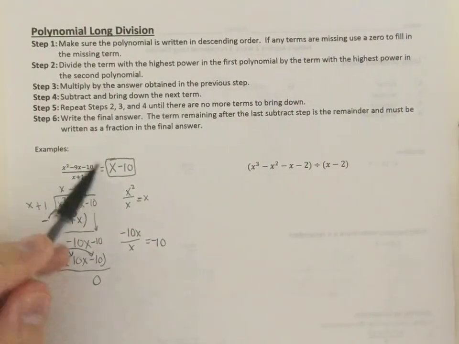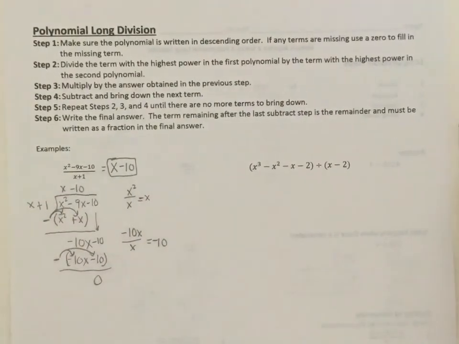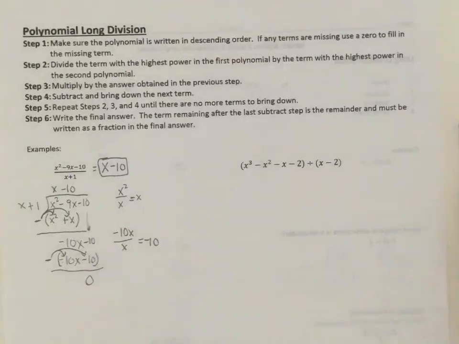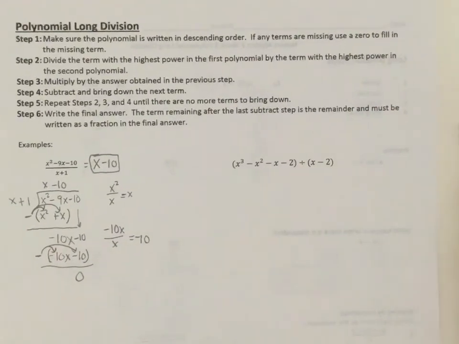If I factored this and I knew one of my factors was x plus 1, my other factor is x minus 10. So again, if there's no remainder, it makes it a little easier because you can almost think of it like factoring. But when there is a remainder, that makes it a little bit more challenging. And we'll see some more of these examples.